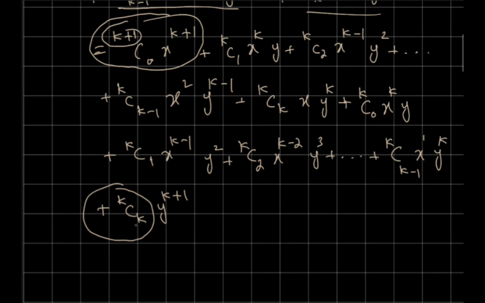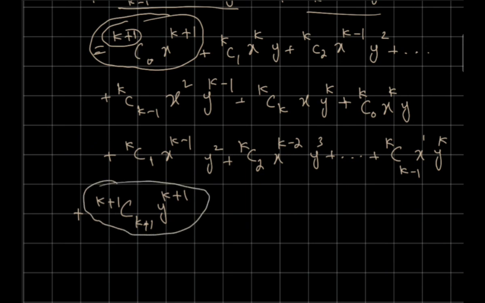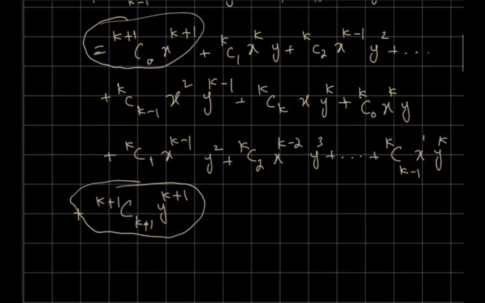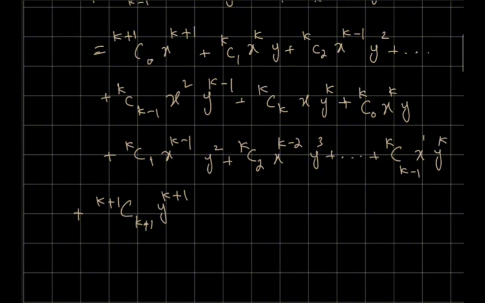We will get no change here as well. So I have written down k plus 1 c k plus 1 y to the k plus 1. So what will I do to the remaining terms? Okay, so we will not change the first and the last terms. We need these terms as they are.